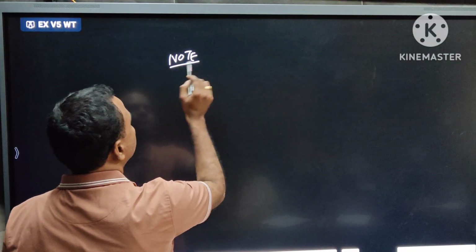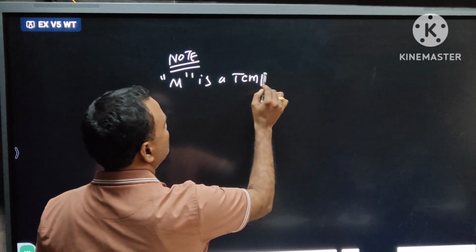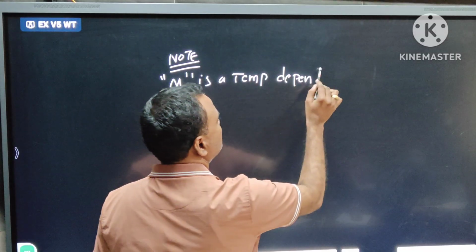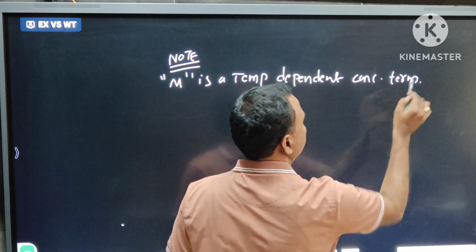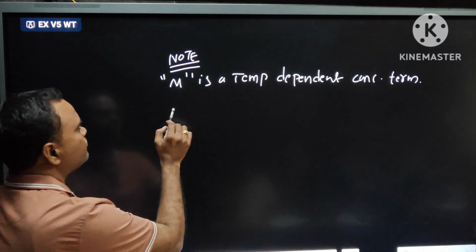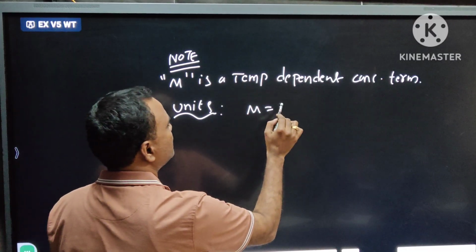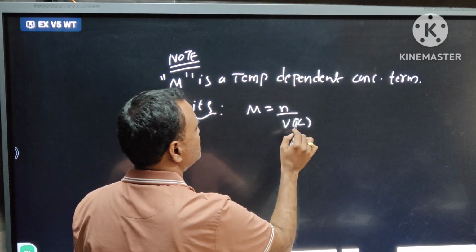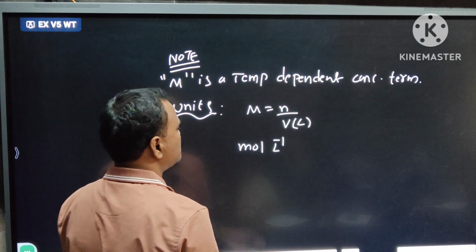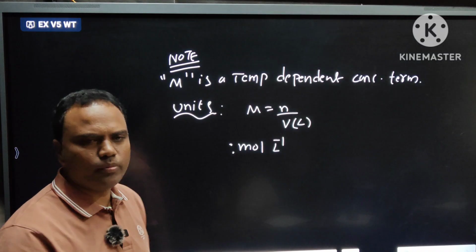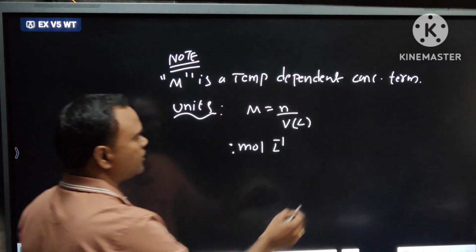Note: molarity, capital M, is a temperature dependent concentration term. Units. What is the formula of molarity? Number of moles by volume in liter. So units are mole per liter, mole liter inverse. And these are also very, very important.